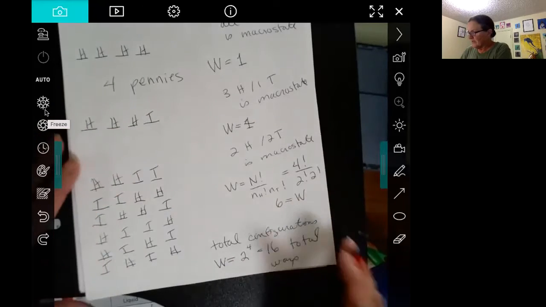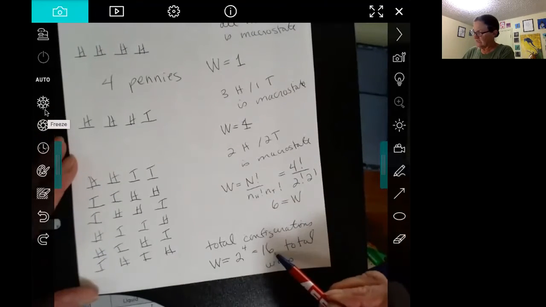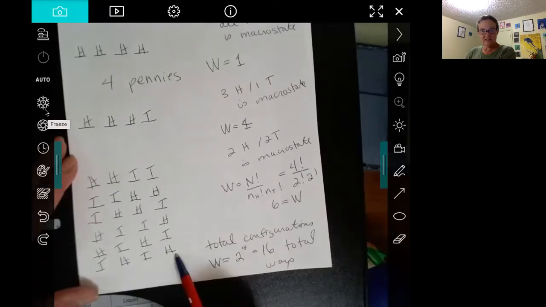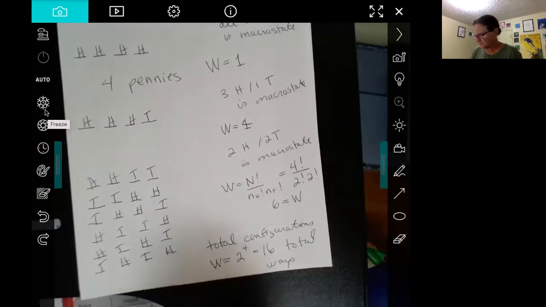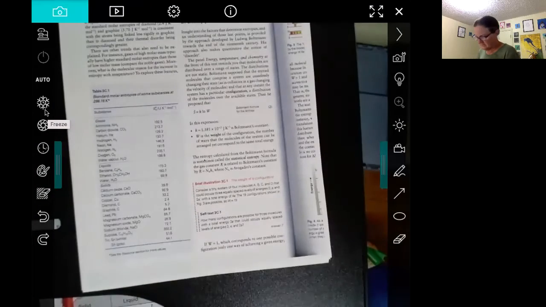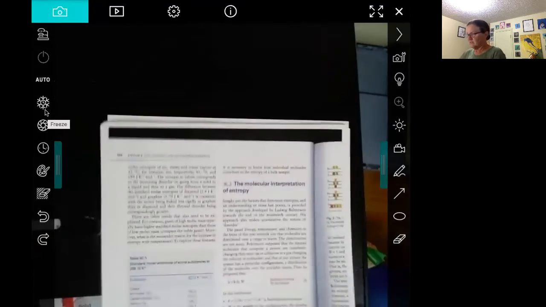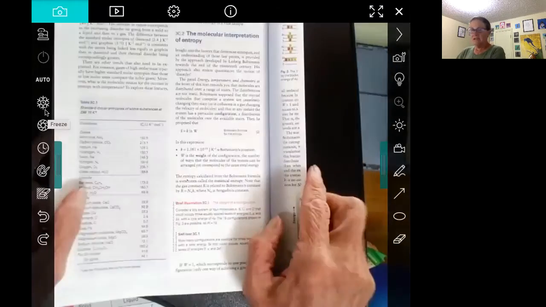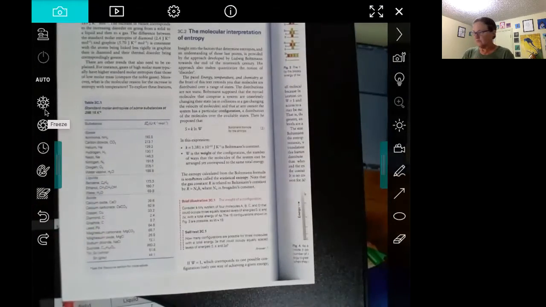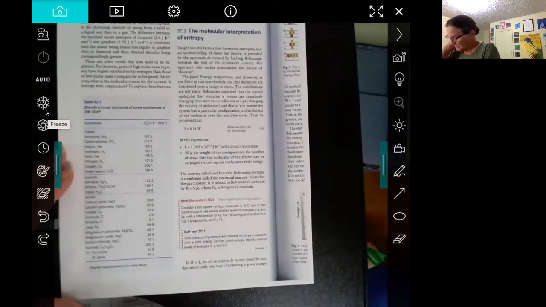And so that would mean 6 out of 16 tells you the probability that you're going to get 2 heads and 2 tails. So when you think about this idea of weights, that's really what it's referring to, is just if you're looking at a property in a molecular system like temperature, how many different ways could the molecules arrange their energy so that they'd end up with that same temperature.